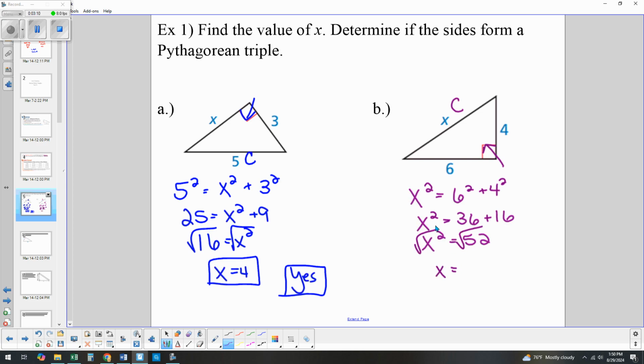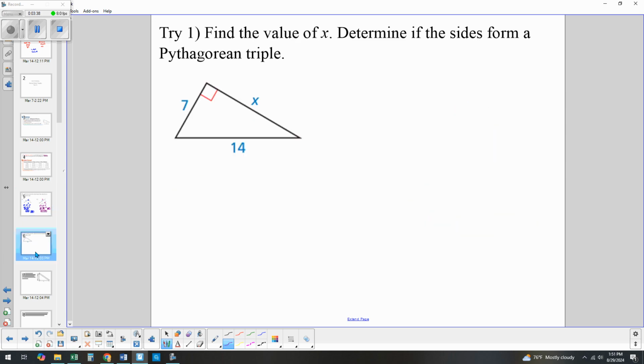We could either write this as a reduced radical, or we can write it as the decimal. It depends on what they're really asking us to do in the problem. For the most part, decimals will be totally fine. But if you're going to have to reuse the number you just got, the radical would be the way to go. But this answer is 7.21, so that means my sides are 4, 6, and 7.21, which is not a whole number. So no, this was not a Pythagorean triple. So you can go ahead and try this one. Pause if you'd like. Answers are posted online.